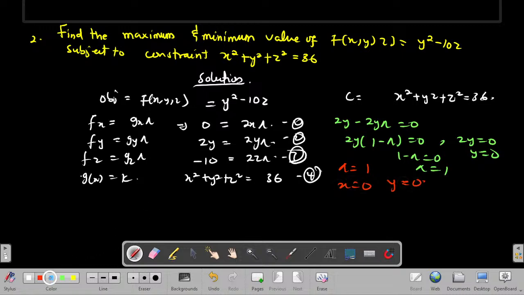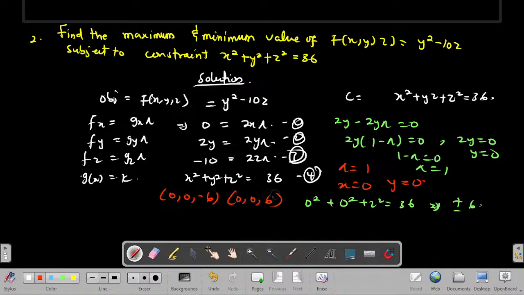Then let's find z. Now what was z? You can find z from the constraint. So you have 0 squared plus y squared, and y is also 0, plus z squared is equal to 36. Therefore, my z from the constraint will give me what? Plus or minus 6. Therefore, I'll have two separate points from this side of our calculation: 0, 0, negative 6 as a point, and 0, 0, positive 6. Two separate points which are at our extrema.